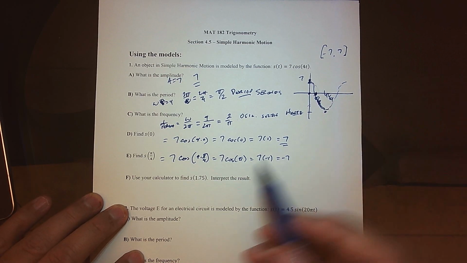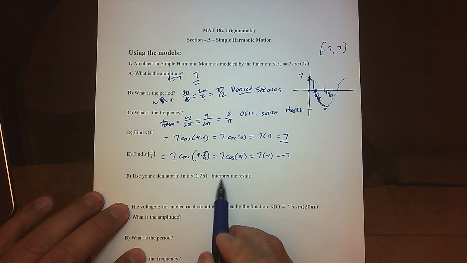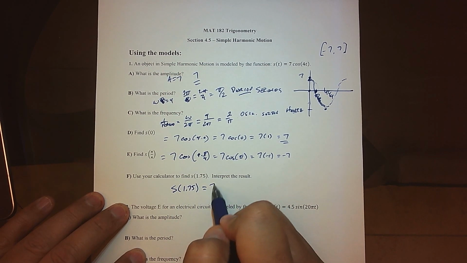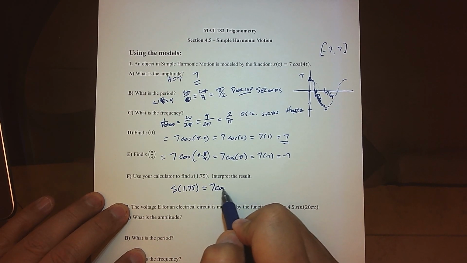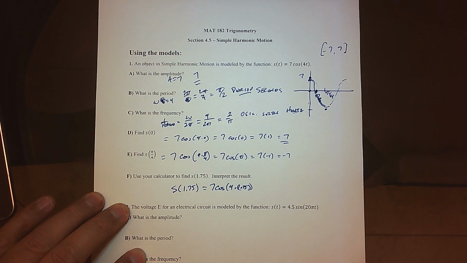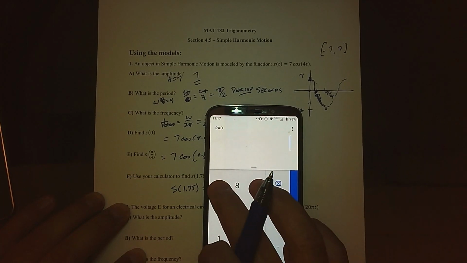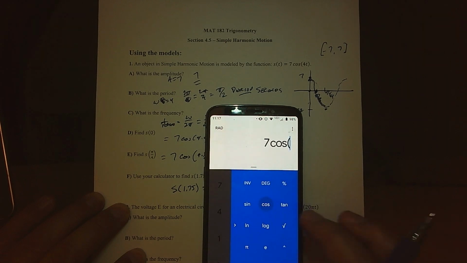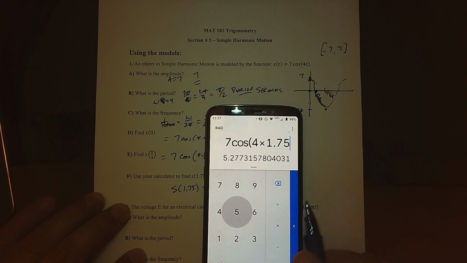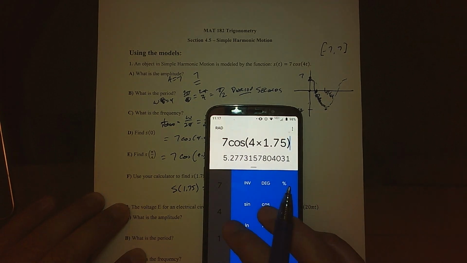Last but not least, let's get technology involved. How do I find s of 1.75? Well, s of 1.75 would be 7 times the cosine of 4 times 1.75. So I'll reach over to my calculator. I don't have my TI with me right now, but we have 7, and then we're doing the cosine of 4 times 1.75. Make sure you're in radian mode, by the way. Let me close the parentheses just to be official.